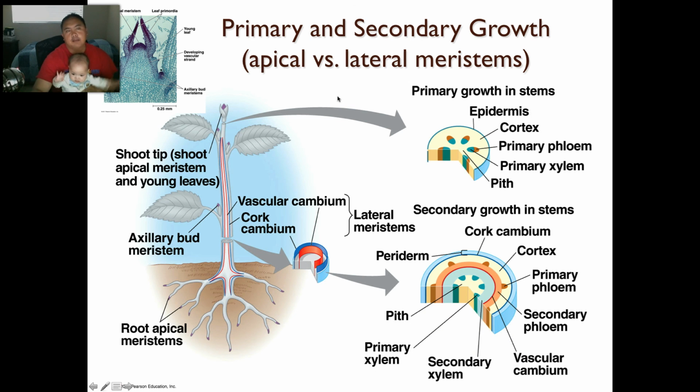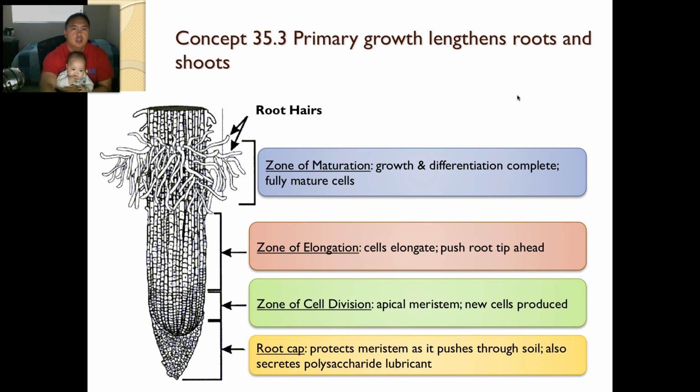All right, so new topic. All that was about the different types of cells. Here we talk about primary and secondary growth. Basically primary growth, you're going up and down, growing in the stems. And then secondary growth, we're talking about lateral growth. So just so that you know what those topics are.